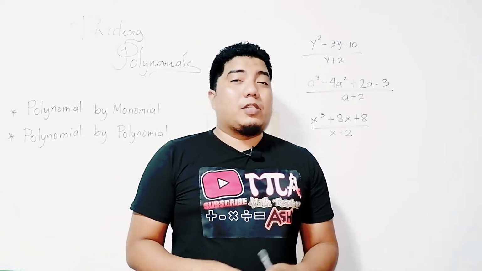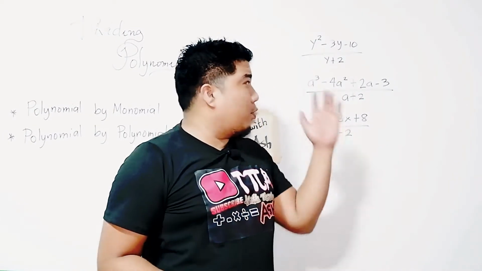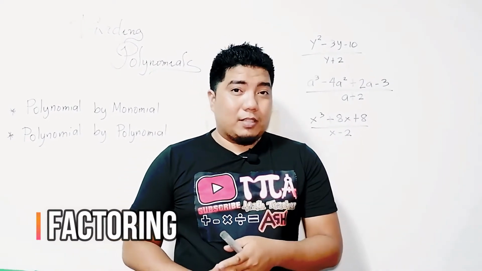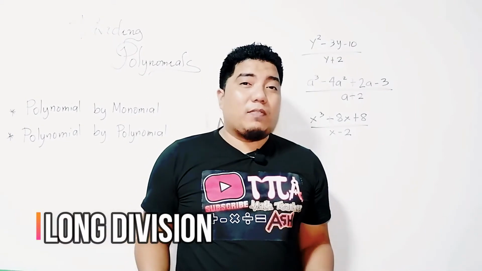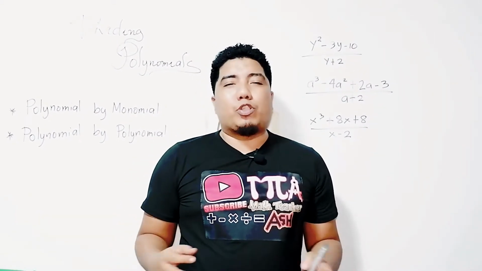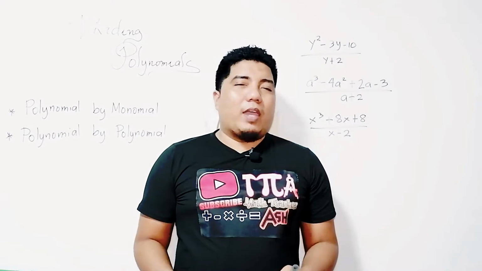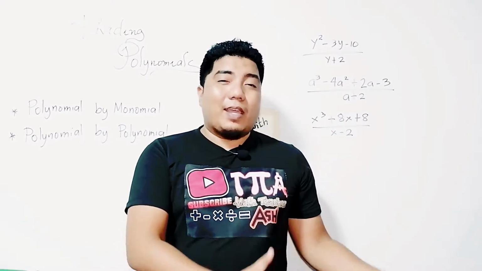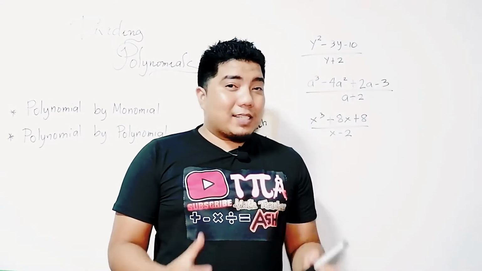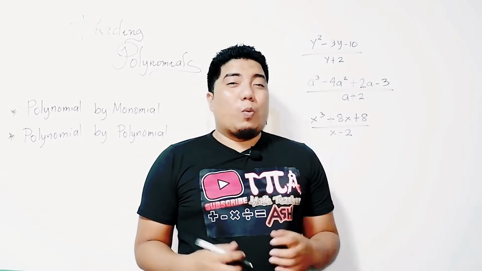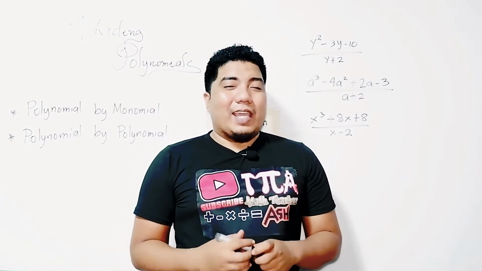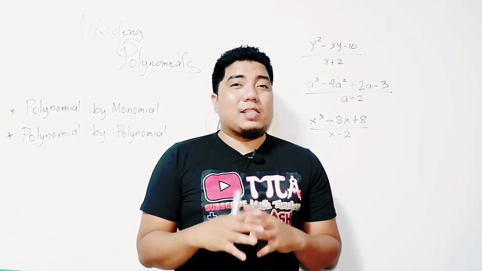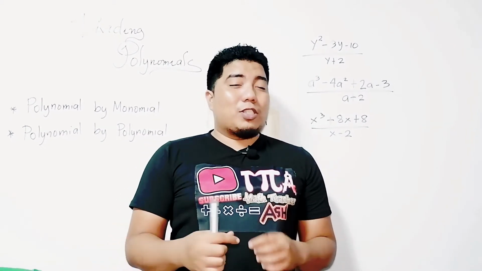Actually, my dear math learners, there are three methods that you can do about this. The first one is by the use of factoring. The second one is by the use of long division. And the third one is by the use of synthetic division. However, synthetic division is discussed in the grade 10 level. Factoring is discussed in the grade 8 level, while long division is discussed from the grade 7 up to the grade 10 level. But since this is math learning with Sir Ash, I will introduce some of the topics.